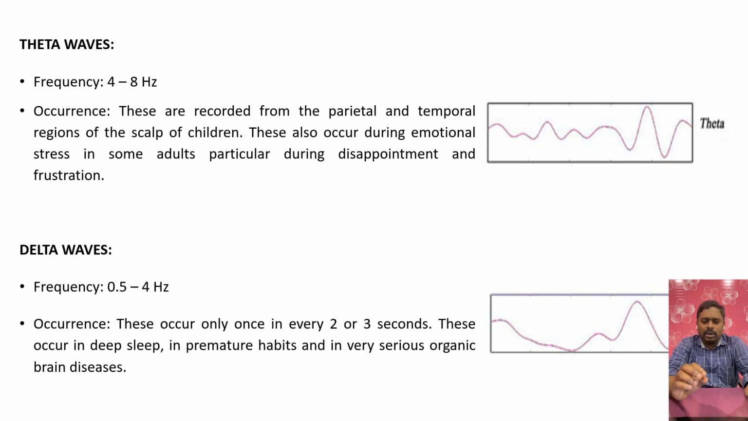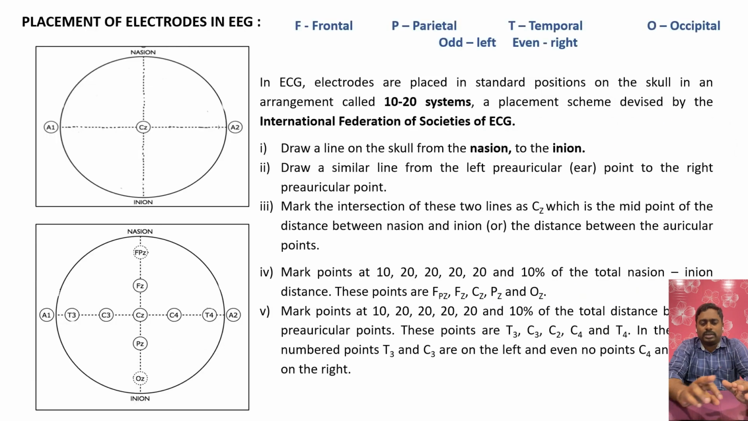They occur only once in every 2 or 3 seconds, because these occur in deep sleep, in premature babies, and in very serious organic brain diseases. So delta waves may occur in the range of 0.5 to 4 Hz.